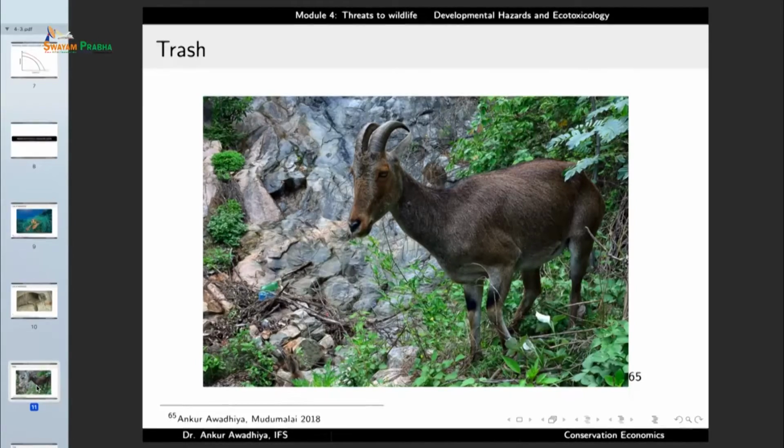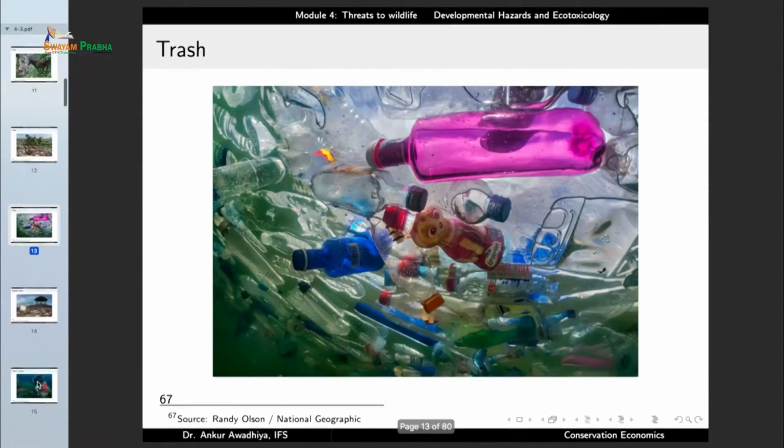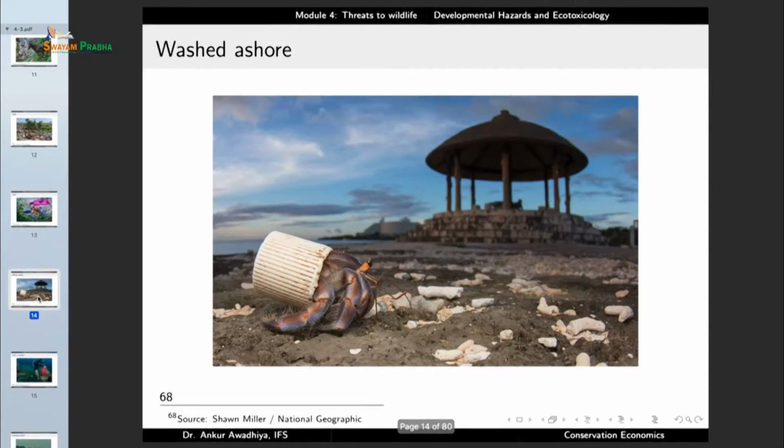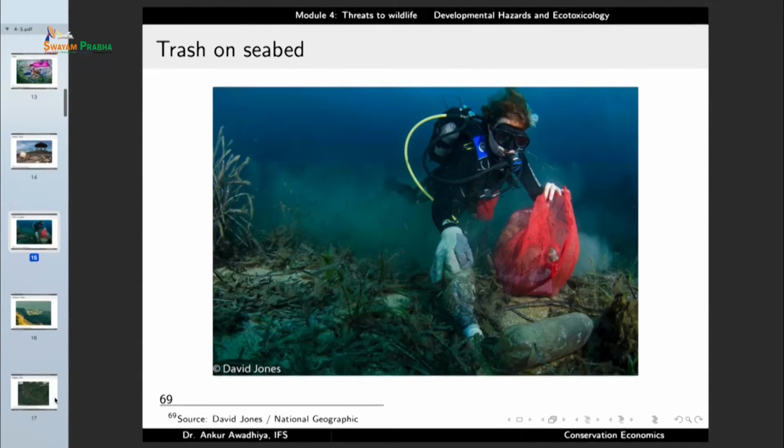Another hazard is trashing the planet. You go to even a national park and you'll find that there is trash all around. So there's plastic that has reached into a majority of areas. Our wildlife are now living with the trash, and we are trashing everywhere. We are trashing the water bodies. This trash is coming to the beaches. We are even trashing the sea floor. So trashing of this planet is a hazard of development or economic growth that is unsustainable.